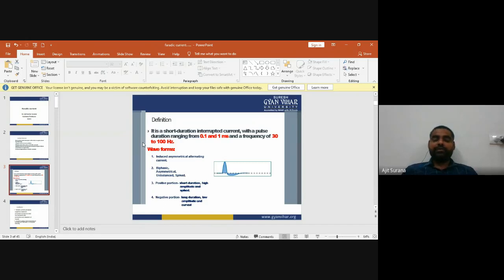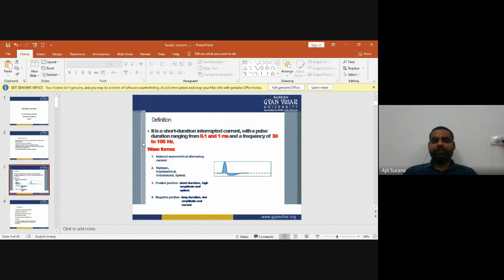Now, first of all, the definition of the Faradic type of current. Faradic current is a short duration interrupted current with a pulse duration ranging from 0.1 to 1 ms and frequencies of 30 to 100 Hz.